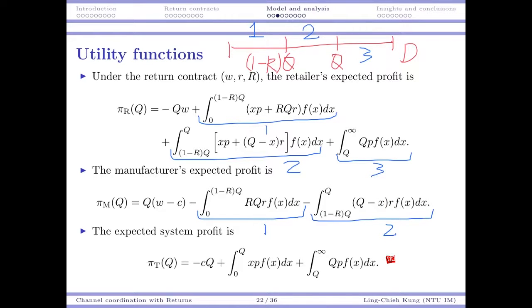Finally, if you sum the two terms up, you can see that the expected sales profit is just a very basic newsvendor problem profit. You won't see small r, small w, and capital R, because they affect the interaction between the manufacturer and the retailer. So R and W are internal parameters inside the system. From outside the system, no one really sees these three parameters. For example, from the consumer's perspective, consumers only care about the order quantity or the inventory level, and that inventory level is going to determine the system profit. It's just one newsvendor profit function.